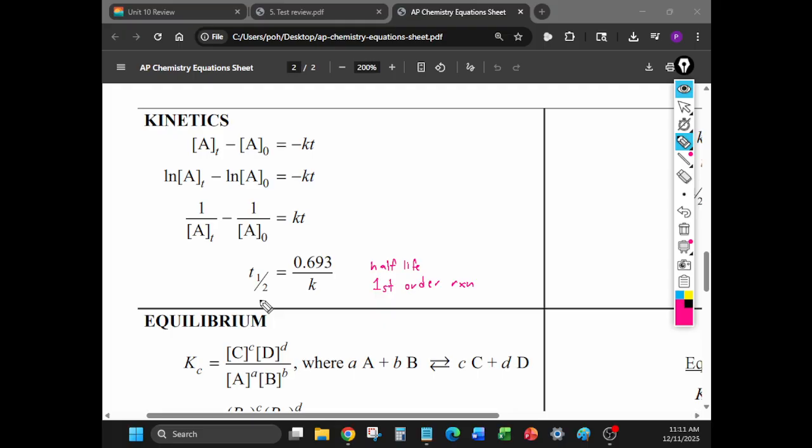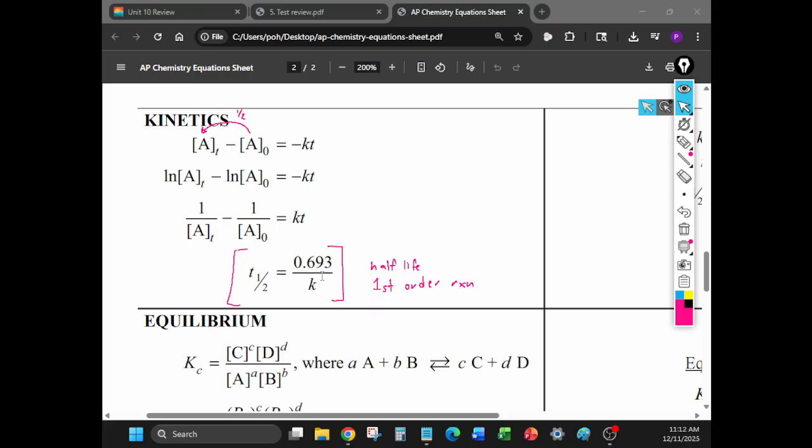So on the AP test, it's possible that you might get half-life for 0 or second order. If you do that, you can use these equations. Just make sure that your final, your AT, is half of your initial. But typically, you're going to get half-life for only first order reactions, and this is the equation for that. So this is what we're going to use for this problem right here.